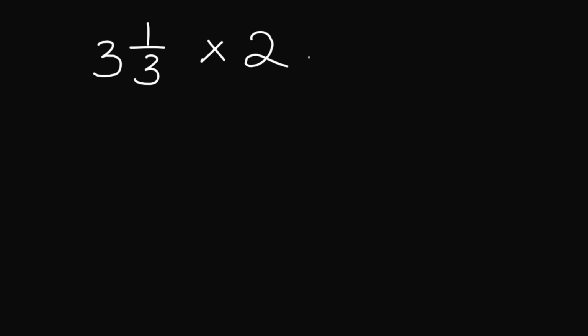So let's try this example here. First thing we're going to do, we have a mixed number and a whole number. So first we're going to turn this mixed number into an improper fraction. So we have 3 and 1/3. 3 times 3, this is going to give us a 9, plus 1 is going to be 10. So this is going to be 10 over 3.